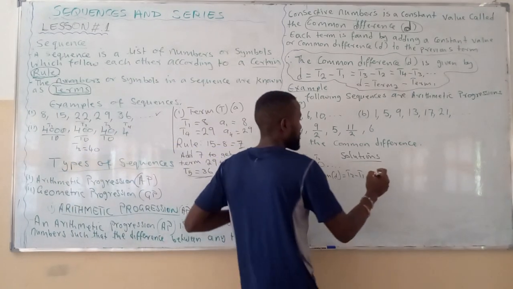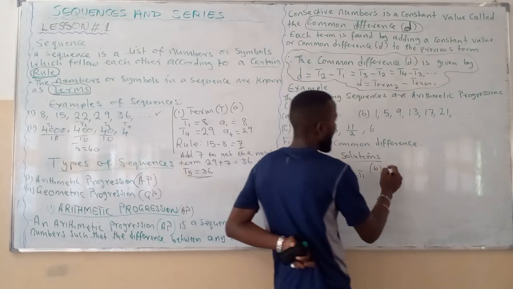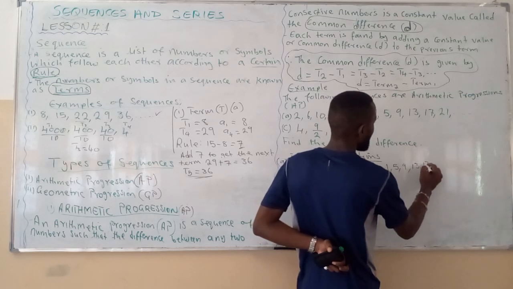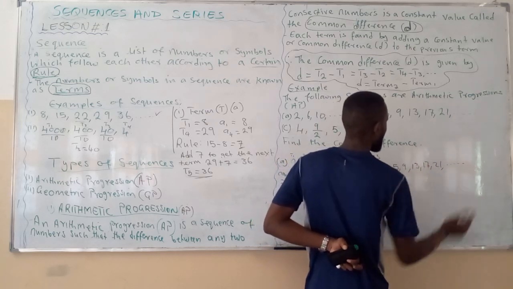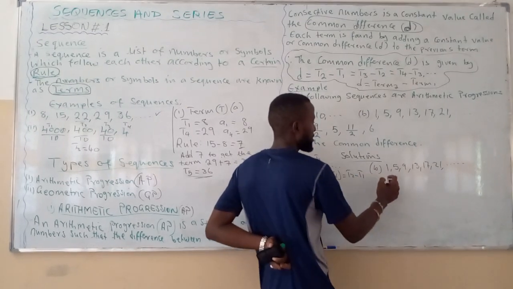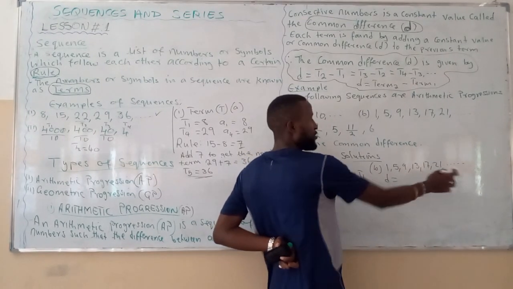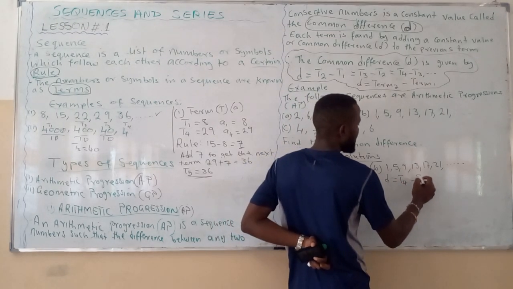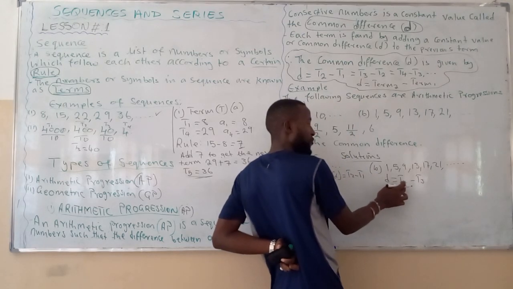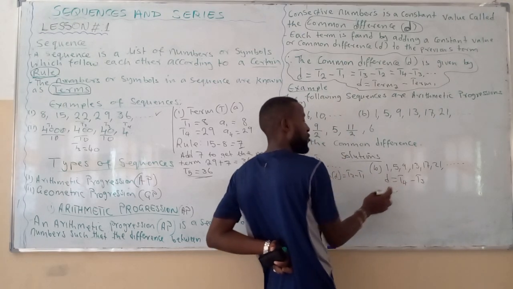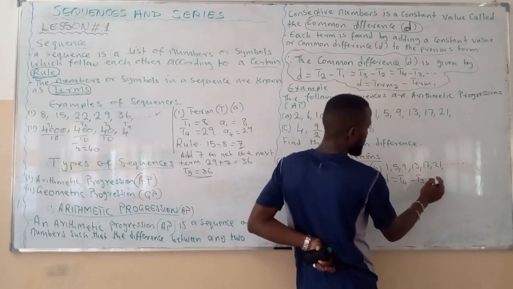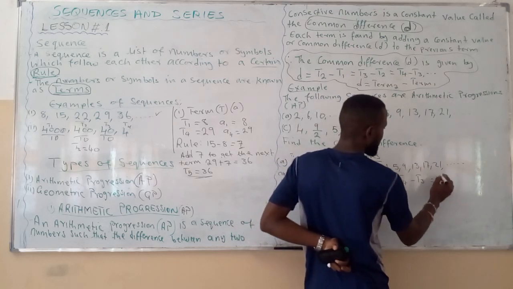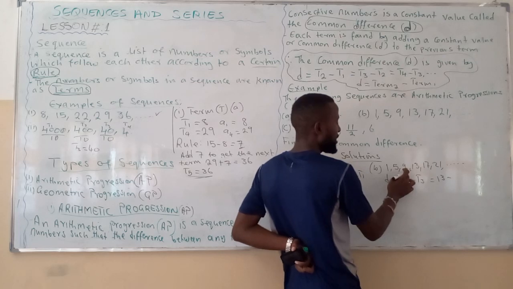Now let us go to the next one, B. I have the sequence 1, 5, 9, 13, 17, 21, and this goes on and on. For me to find the common difference, I can use any term I want here. Let me say D is equal to T4 minus T3. Remember, when I say T4, term 4, I need to subtract term 3 from term 4. So what is my term 4? Term 4 is 1, 2, 3, 4, 13. Minus term 3, it is 9.